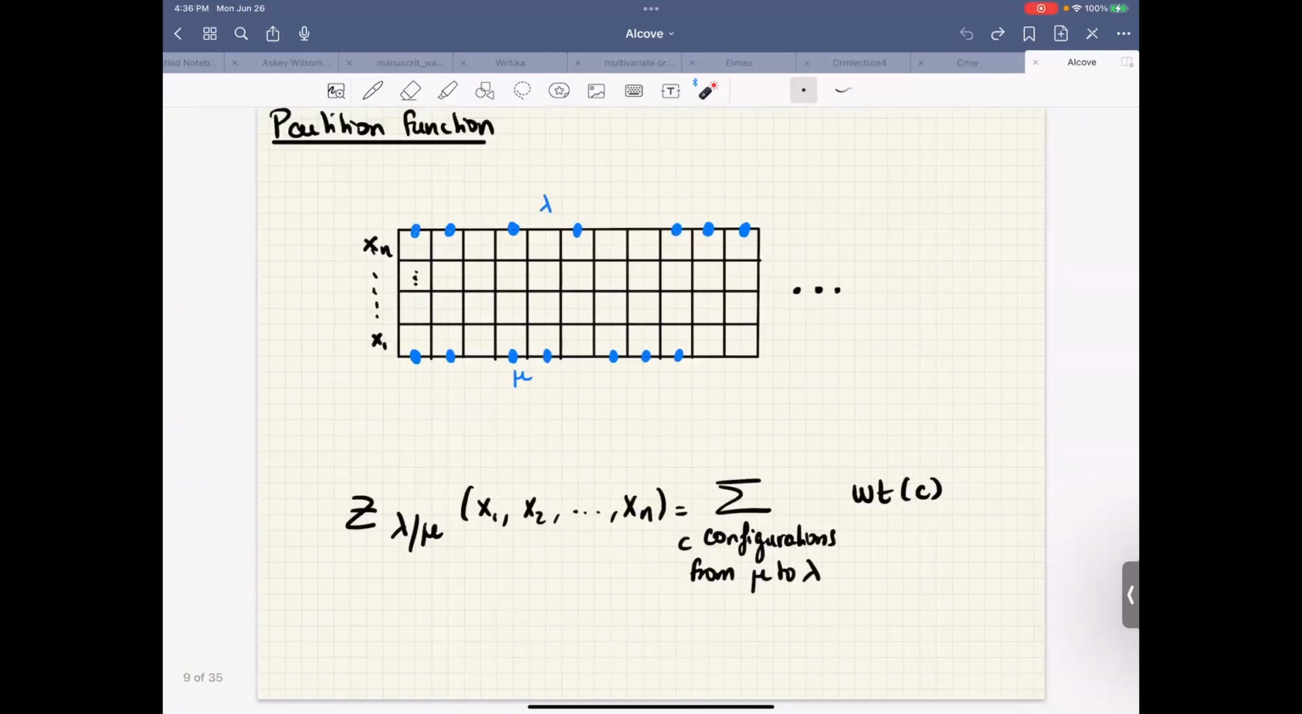And so now it's not one configuration I want to count. When I fix mu at the bottom and lambda at the top, with my number of rows, I want to compute what is usually called the partition function. So I'm going to sum over all configurations that I can do from mu to lambda. And for each configuration, I get this monomial, this weight of each configuration.